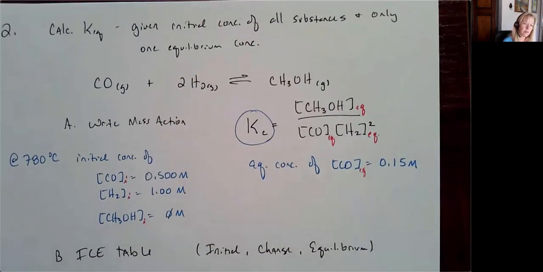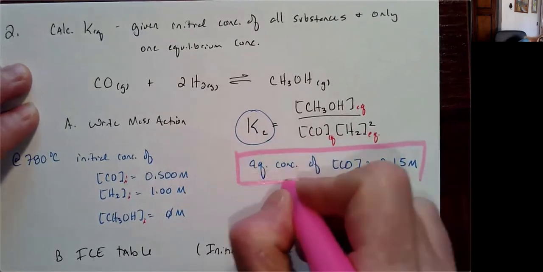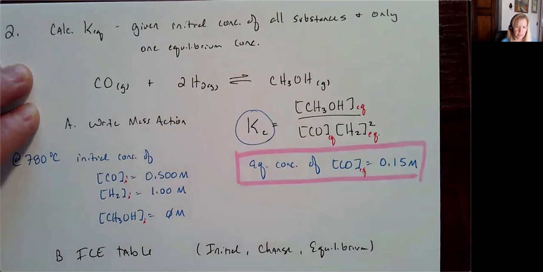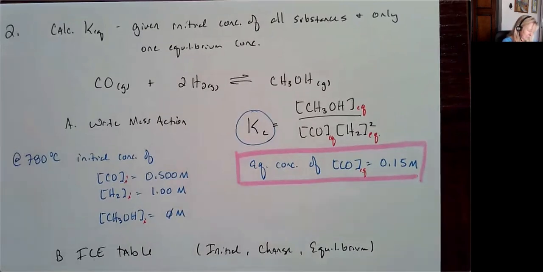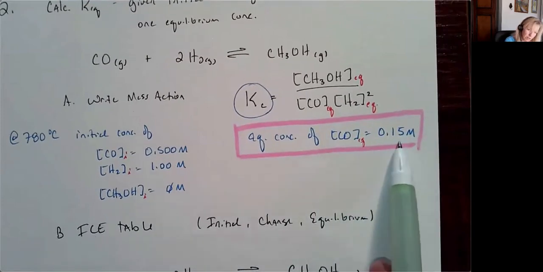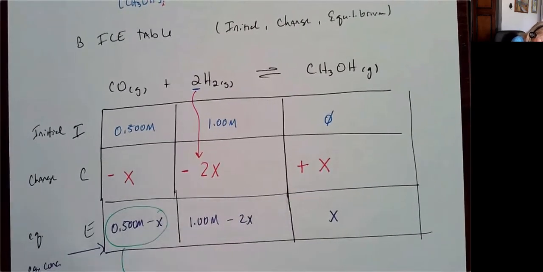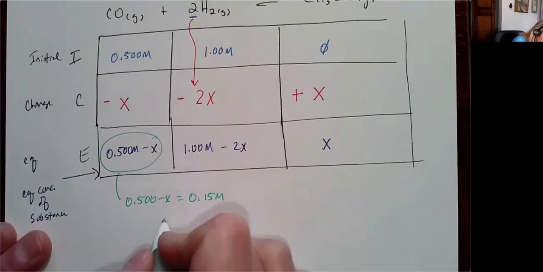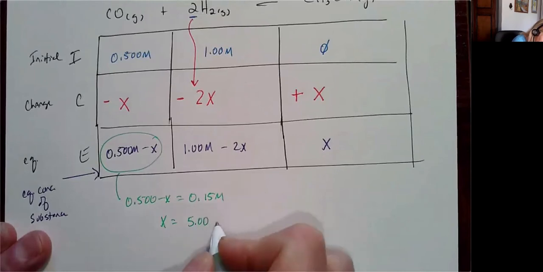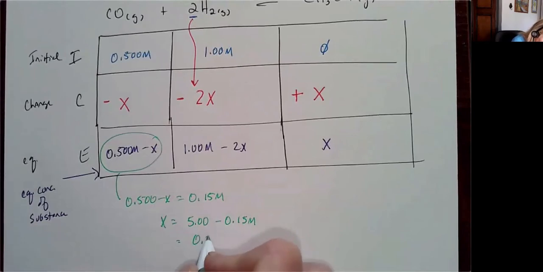Now, we're in scenario number 2, where you're given a really crucial piece of information that's going to help you. This here, that you have one of the equilibrium concentrations. And so that means that you are not going to need to use the quadratic equation here, which is kind of nice. So my equilibrium concentration of CO is 0.15 molar. That's this whole thing here. So I'm going to set this equal to 0.15 molar, and then I'm going to solve for X. So X equals 5 minus 0.15 molar, and that's going to give me 0.35 molar.